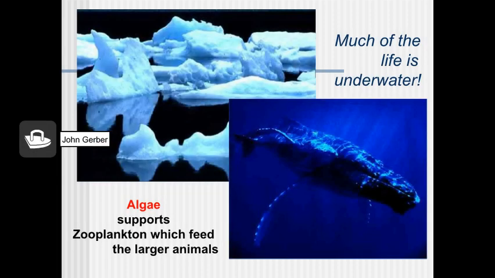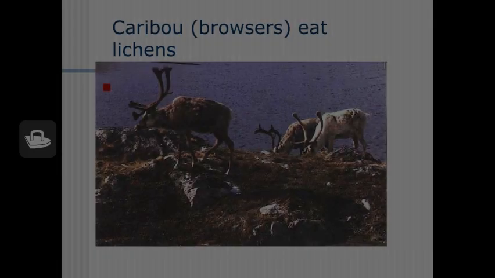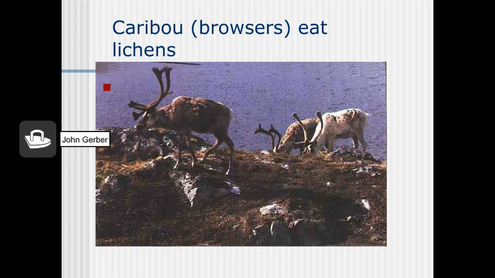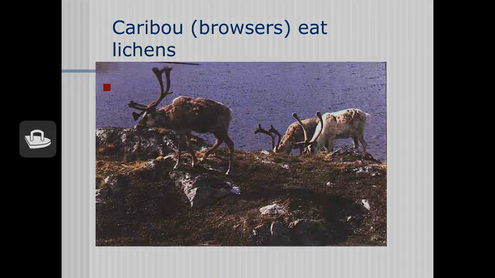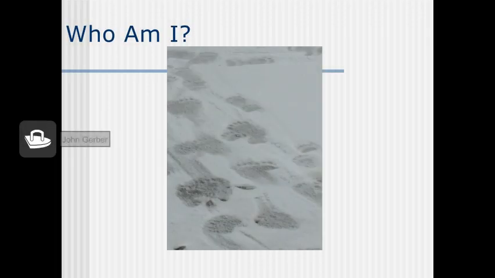If you're looking for plant life in this region, much of it is actually found in the ocean. Algae support complex systems of zooplankton, which feed larger animals in this region. And the algae are changing also because of climate change. There are very few large animals, and those that exist can eat close to the ground. They're called browsers. They can eat small plants and lichens.